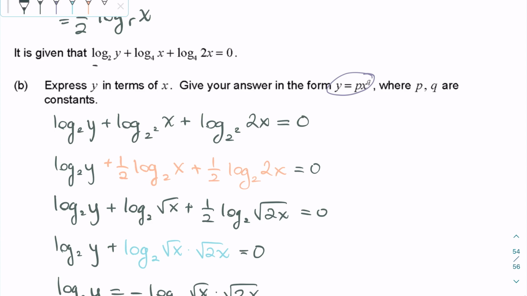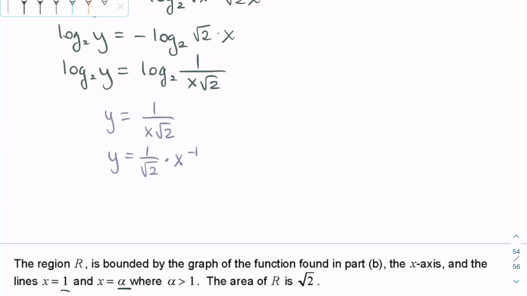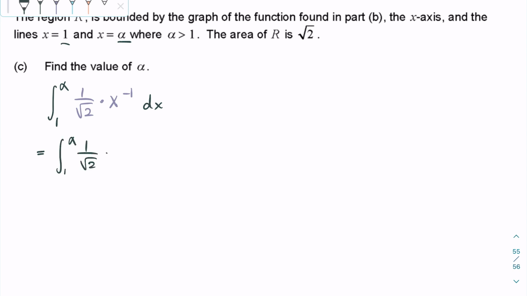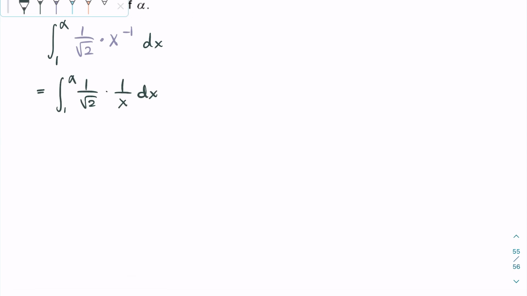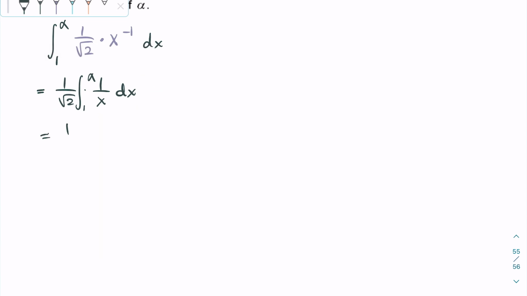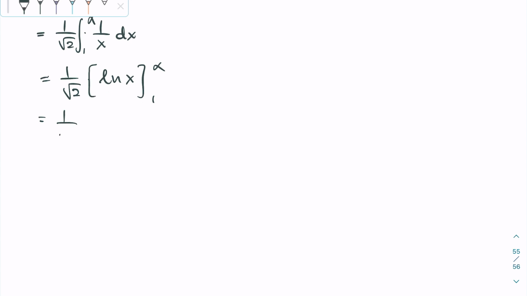We have already represented this function in terms of y, so we can just copy down the function in terms of x. We can represent x to the minus 1 as 1 over x and take the constant 1 over square root of 2 out of the integral. And then use the fundamental theorem of calculus by substituting the upper and lower limits into x and subtracting the two values.